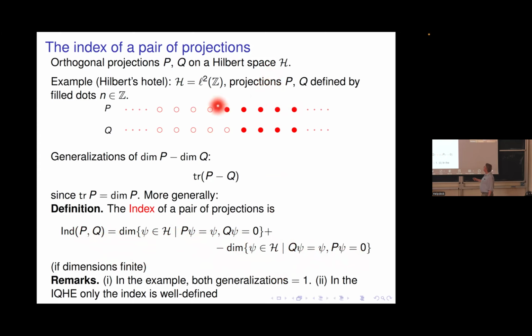So if you look at it here, the range of P is spanned by these basis vectors, and among them there's just one for which the projection onto Q is 0, and that's the first one here. And when you count the second dimension, well, everything that is in the range of Q is also in the range of P, so that second dimension is 0. And that formula gives 1 minus 0, which is again the answer that you'd like. So in the example, both generalizations give the dimension 1.